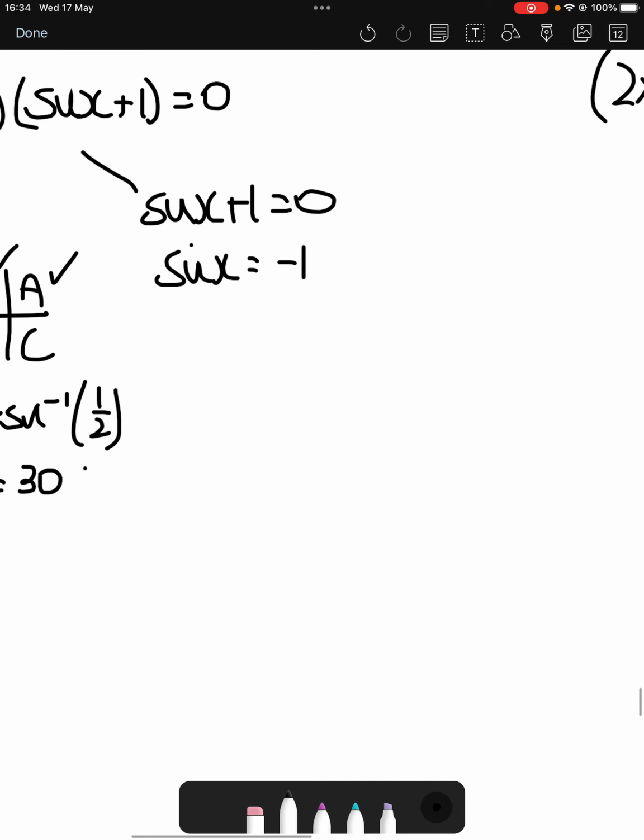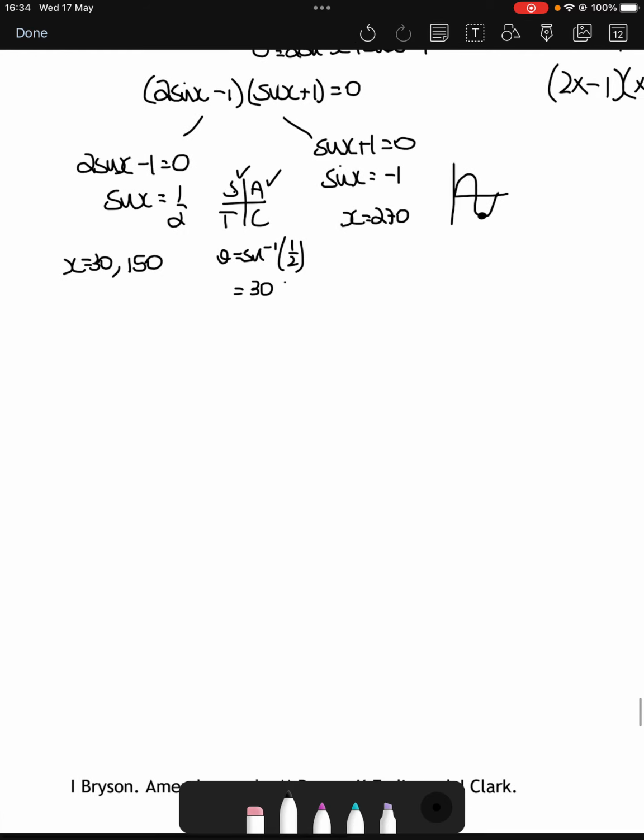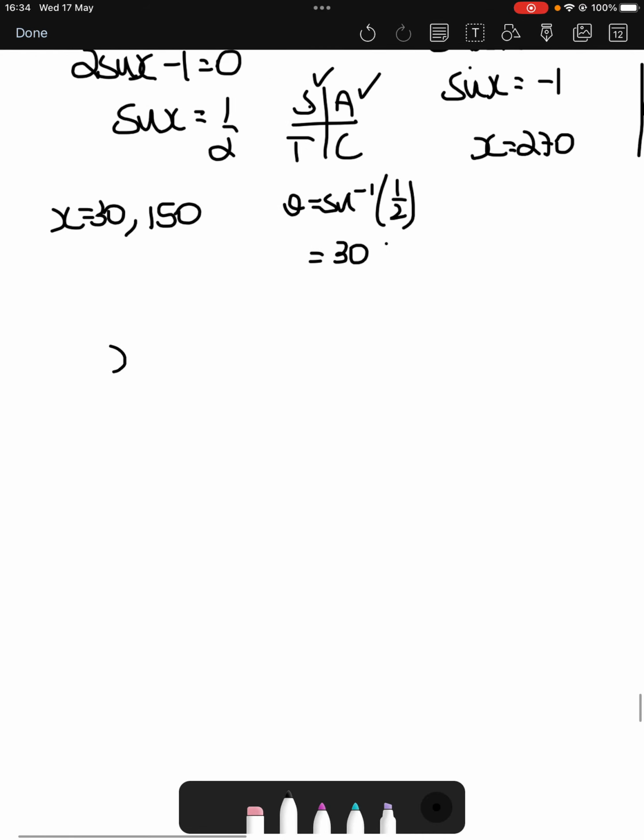Okay, over here, not a fraction, graph. 1, -1 or 0, you need to think about your graph. We're looking at -1. Where is it -1? It is -1 where? There. When is that? That is 270. Okay, so what do we have? We have our values of 30, 150 and 270.